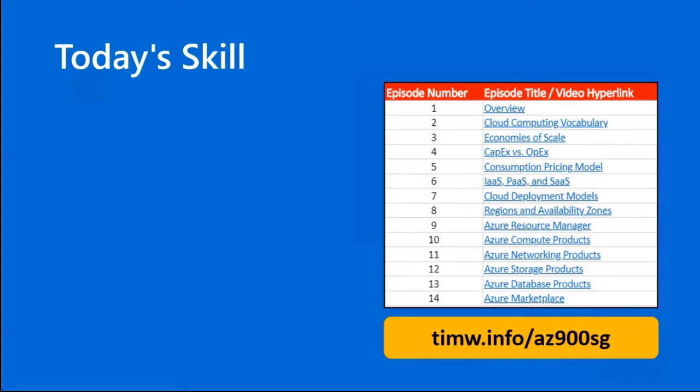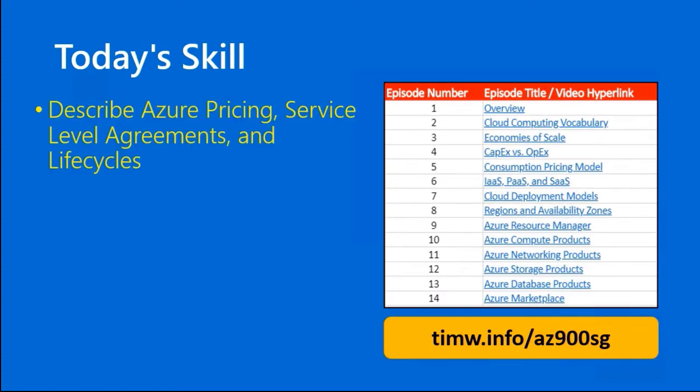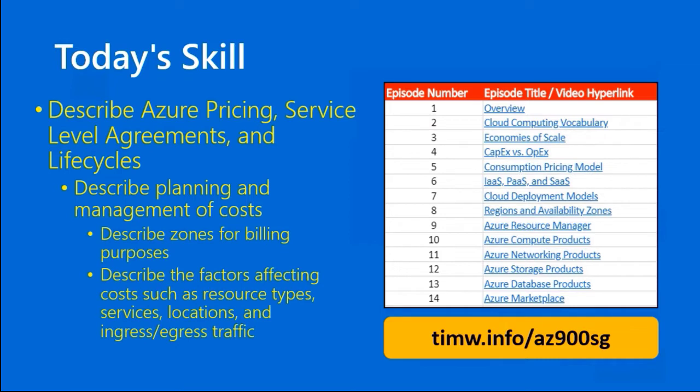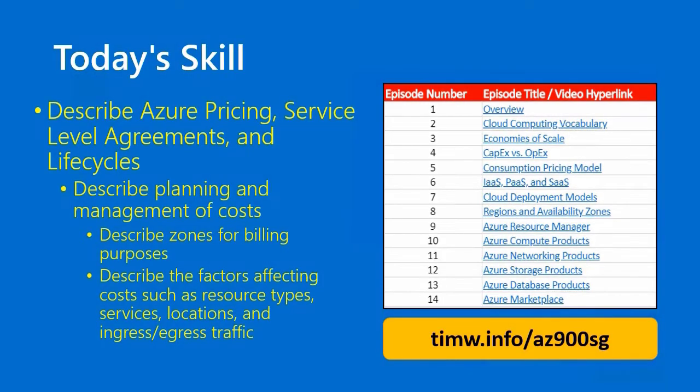Today's skill in the Microsoft Azure Fundamentals objective domain starts with Describe Azure Pricing, Service Level Agreements, and Life Cycles, goes through Describe Planning and Management of Costs, and terminates with two skills, actually. One, describe zones for billing purposes, and two, describe the factors affecting costs, such as resource types, services, locations, and ingress-egress traffic. A lot of vocab words there to deal with.